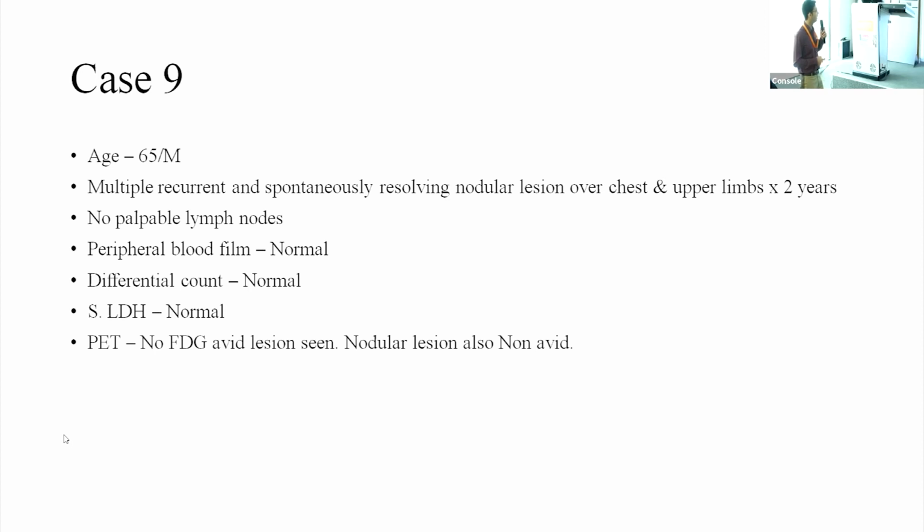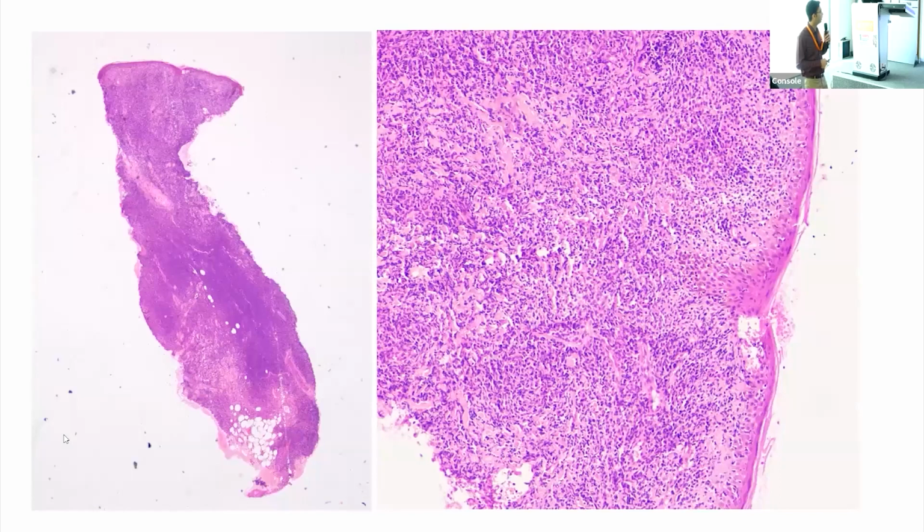So the last case is also a very interesting case. The patient was a colleague of mine, a 65-year-old, very respected doctor. The patient had resolving and reappearing nodular lesions mainly in the trunk and upper limbs. The nodules appeared very frequently, and subsequently they regressed spontaneously as well. But there were no palpable lymph nodes. The peripheral blood films and differential counts were normal, and these nodular lesions were not FDG avid. So this is a skin biopsy.